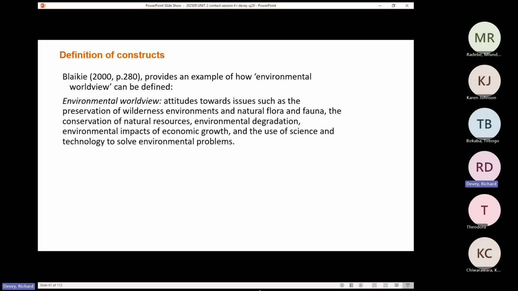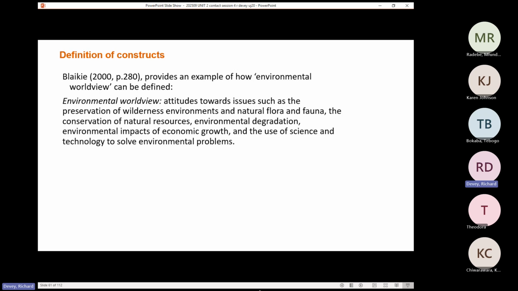The chapter that I've recommended that you look at by Blakey has examples of definitions and operationalization of those definitions. So, for example, I'm not going to go through these slides in detail. I want to move on to some other ones. But have a look at that chapter. It's a very good chapter.